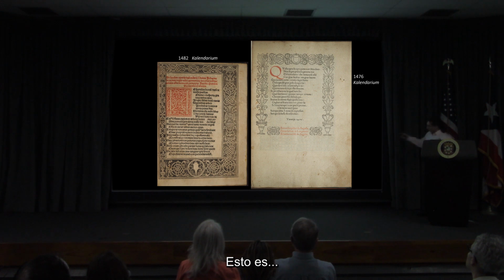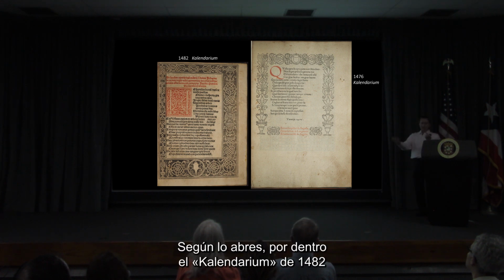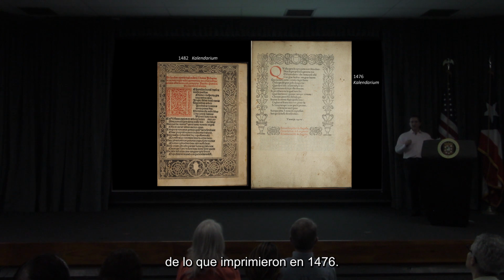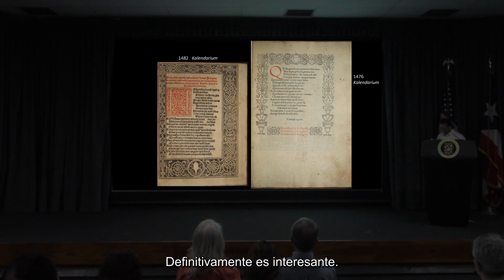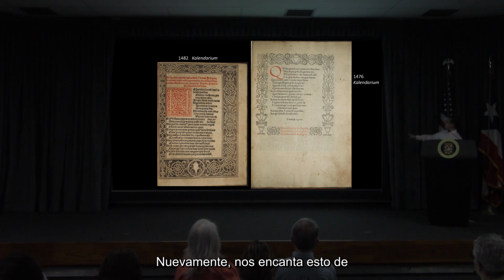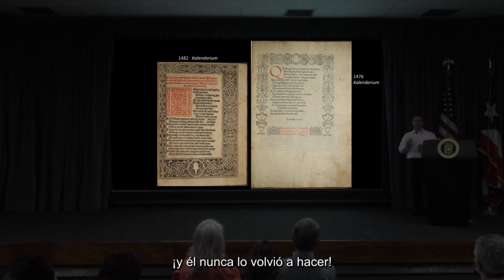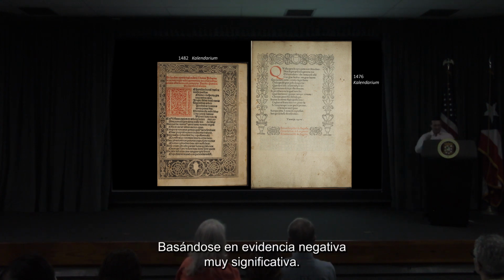As you open it, on the inside, the 1482 calendarium is a smaller version, A through Z, of what they printed in 1476. So that's quite interesting. Again, we love this, first title page. And he didn't do it again. Negative evidence that is very significant.